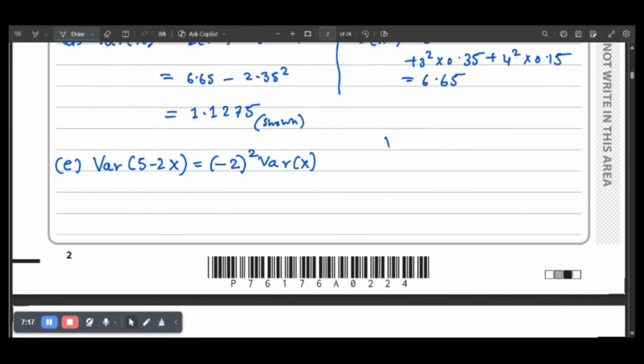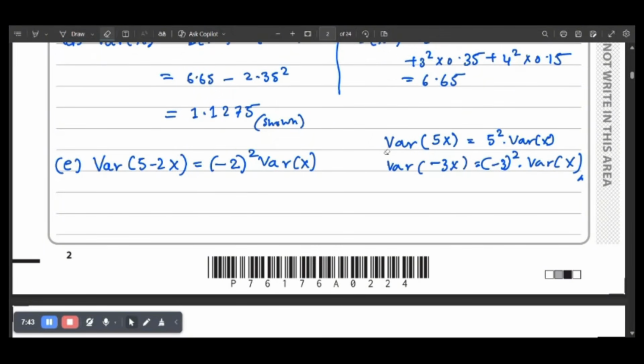This is true for any other transformation. For example, if we have to calculate variance of 5x, we will square 5 and multiply variance of x with it. If we have to find variance of minus 3x, we have to square minus 3 and then multiply variance of x to find it. This is the relationship. Whatever is multiplied to our variable x will be squared and can be multiplied to variance of x to find the variance of 5x.